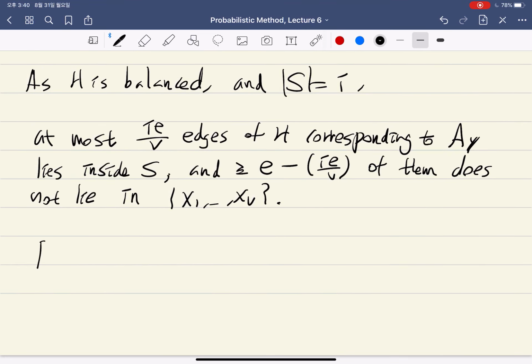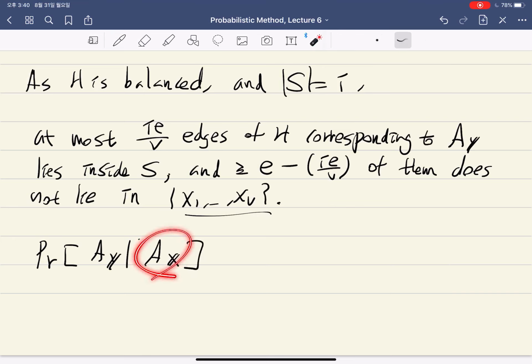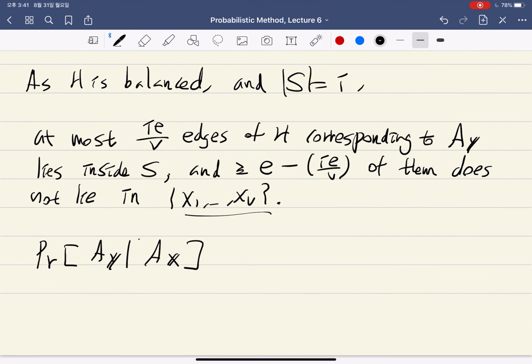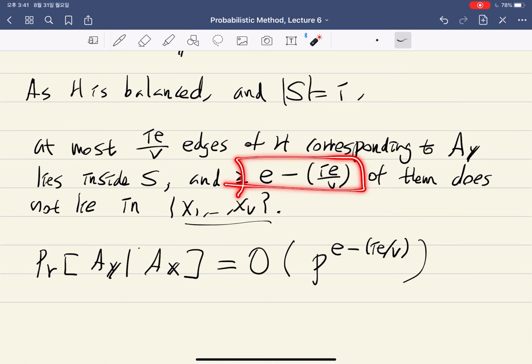So why are we saying this? Because we want to measure this. Assume something happened inside of here. So we have assumed that this is an event which happens inside of here. So we already have assumed what happened inside of this S, and now we want to measure the probability of what happens outside of here. So this is at most P to the E minus IE over V, because at least this many edges are already outside.